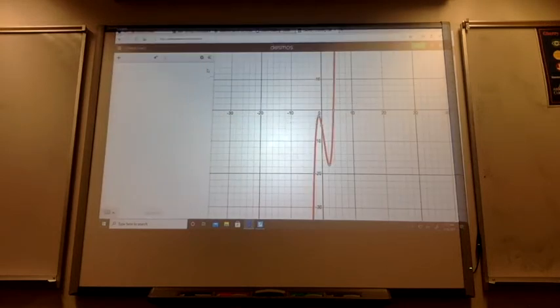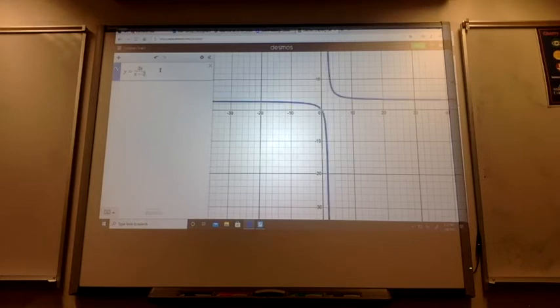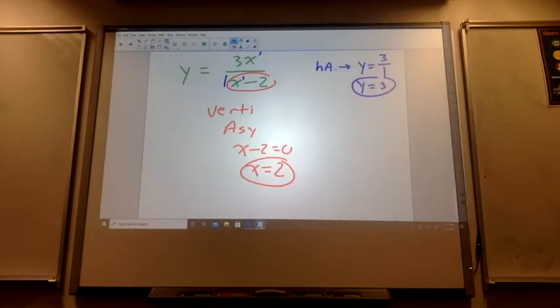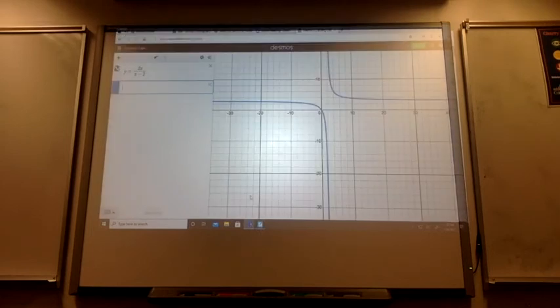Clear that. Let's go with y equals 3x divided by x minus 2. All right, so help me out. Where did I say my vertical asymptote was? What did I say it was? 3? Was that 1, 2? So I have y equals 3 and x equals 2.